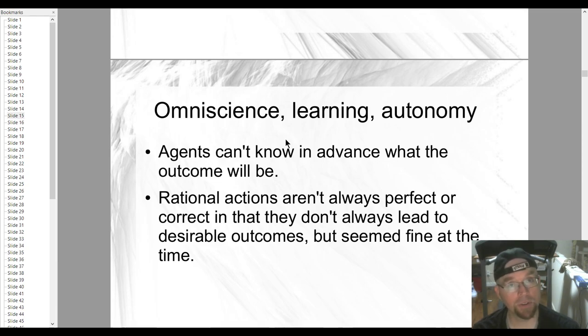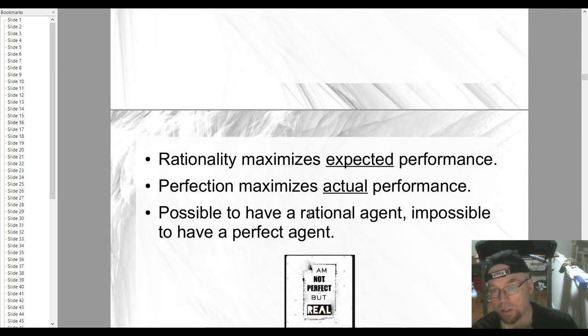Was it irrational for you to get married to that person? Not at the time, right? So it was a rational action to do that thing based on your performance metric. You know, maybe you get +1,000 points for getting married or whatever. Maybe the Sims or something. So rational actions are not always perfect, right? And they don't always lead to the best outcome. But at the time, they were the right choice.